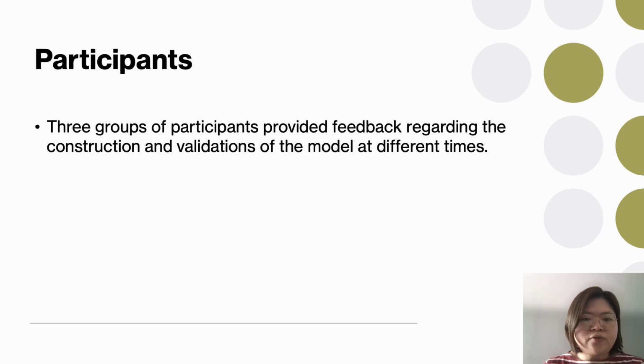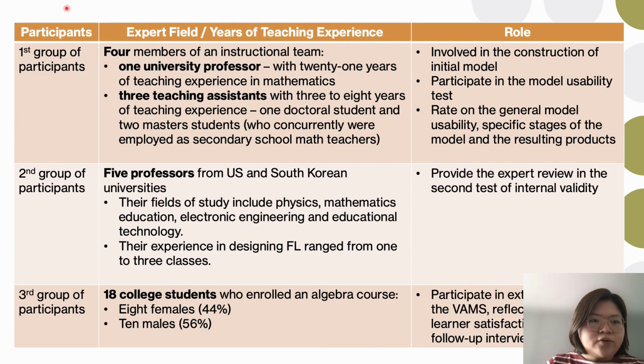As we have mentioned previously, there are 3 groups of participants involved in this study. The first group of participants is the instructional design team, which consists of 4 members, 1 university professor and 3 teaching assistants, who are experienced in teaching mathematics. They are the ones involved in the construction of the initial model and participate in the model usability test. The second group of participants is the expert team, which consists of 5 professors from US and South Korean universities, coming from different backgrounds, but they all have experience in designing flipped learning ranging from 1 to 3 classes. And lastly, the third group of participants is the 18 college students who enrolled in the algebra course, consisting of 8 females and 10 males. They are the ones that participate in the external validation.